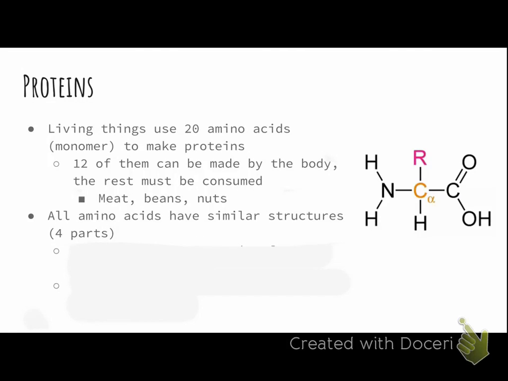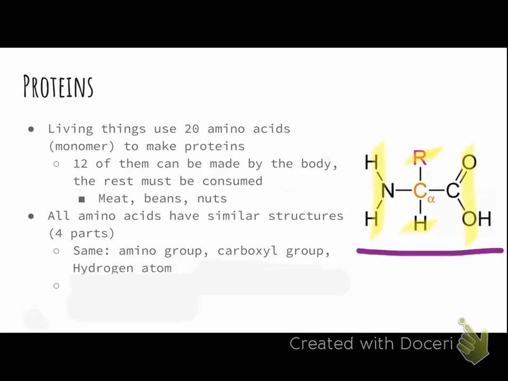So this picture right here should look familiar to you. We have our amino group on this left side here, our carboxyl on the right. Everything's going to have hydrogen, and everything is also going to have an R group. So now let's look at what each of those means.